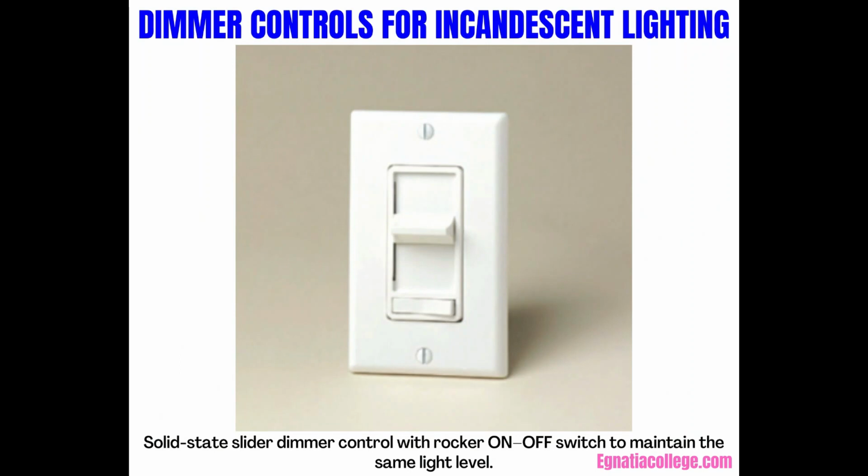Dimmer controls for incandescent lighting. The wiring diagram in Figure 12H shows the circuit used to control incandescent lamps. The entire load is cut off when the internal switch is in the OFF position. These dimmers are available in single-pole and three-way switches. This figure shows a slider-type dimmer switch with a rocker-type on OFF switch, which allows the slider to remain at the same place, thus maintaining the same light level.